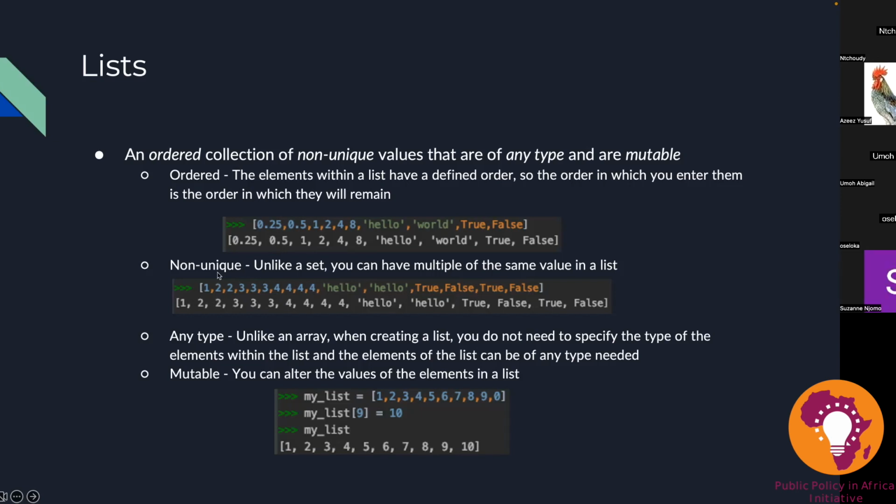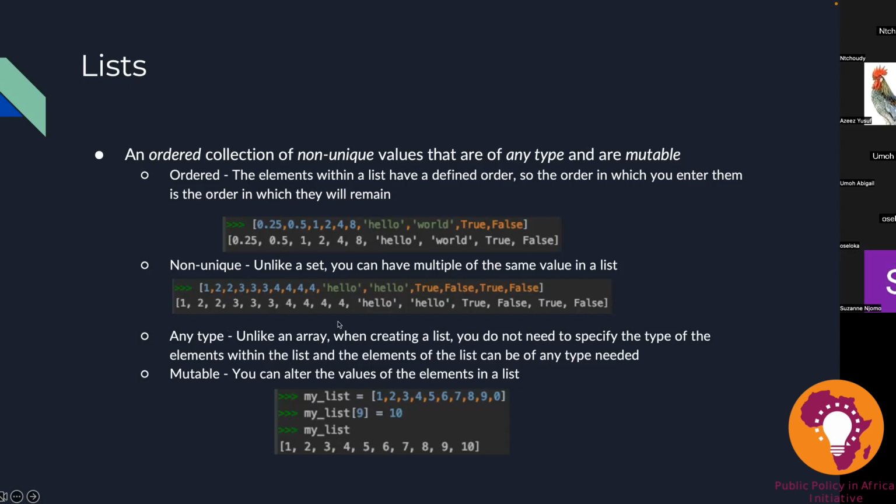Now we look at non-unique. Unlike a set, you can have multiple of the same values in a list. In a set, if you put repeated values inside, the output won't have those repeated values. It will simply make them one value. Whereas in a list, they will become separate values within that list.